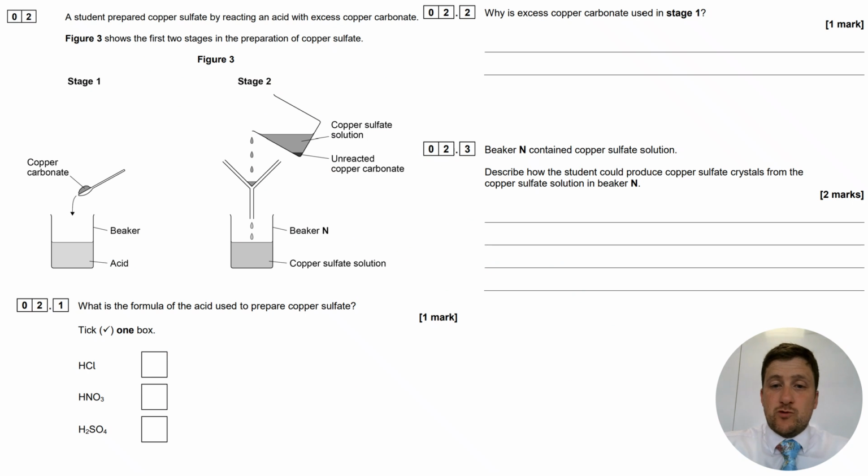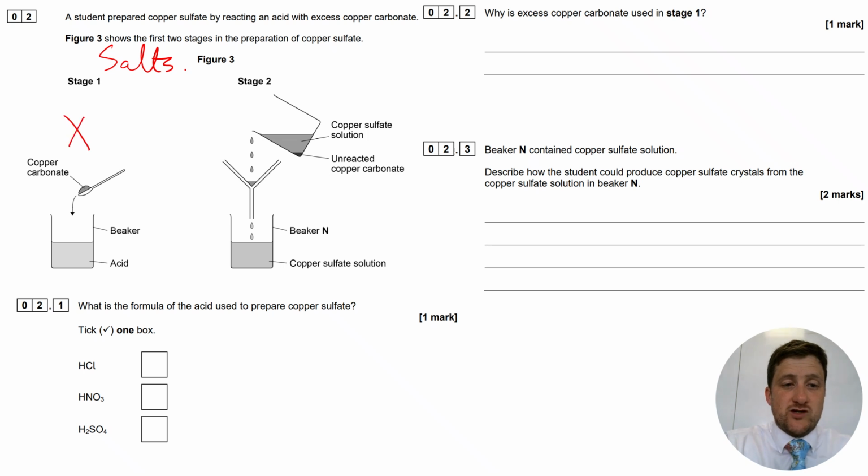Okay. Quite a few questions on this slide because they all link with this diagram. A student prepared copper sulfate. It's chemistry. There's lots of chemicals, and straight away, if they're preparing copper sulfate by reacting an acid with excess copper carbonate, you should have in your head, what are they talking about? They're talking about making salts. This is my required practical. Stage 1. This is our stage 1.